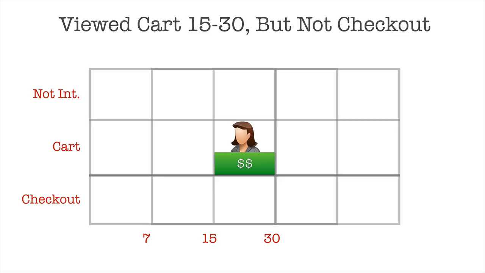I've said the top row is not interested. And I've just ignored all of the lots and lots of possible variations that you could have here. You could have people that are completely uninterested, a little bit interested. Level of interest is a grey scale. I'm just, for the sake of simplicity here, going to say that I want to target people that have viewed the cart, but have not viewed the checkout.